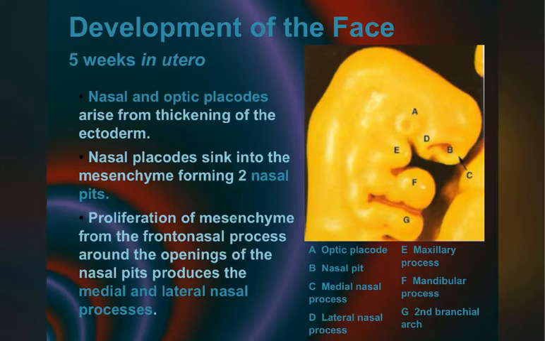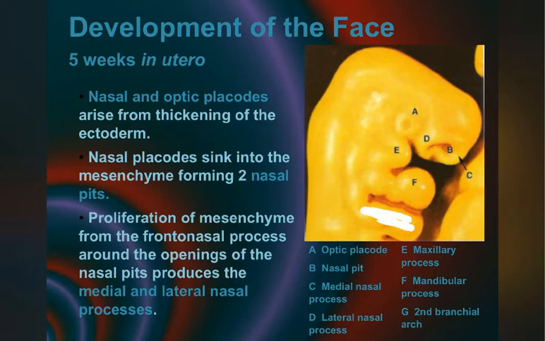Here we can identify also the optic placode. The optic placode is a local thickening at this stage which marks the site of future eye development. And from the placode itself, the eye lens will be derived, from the optic placode.